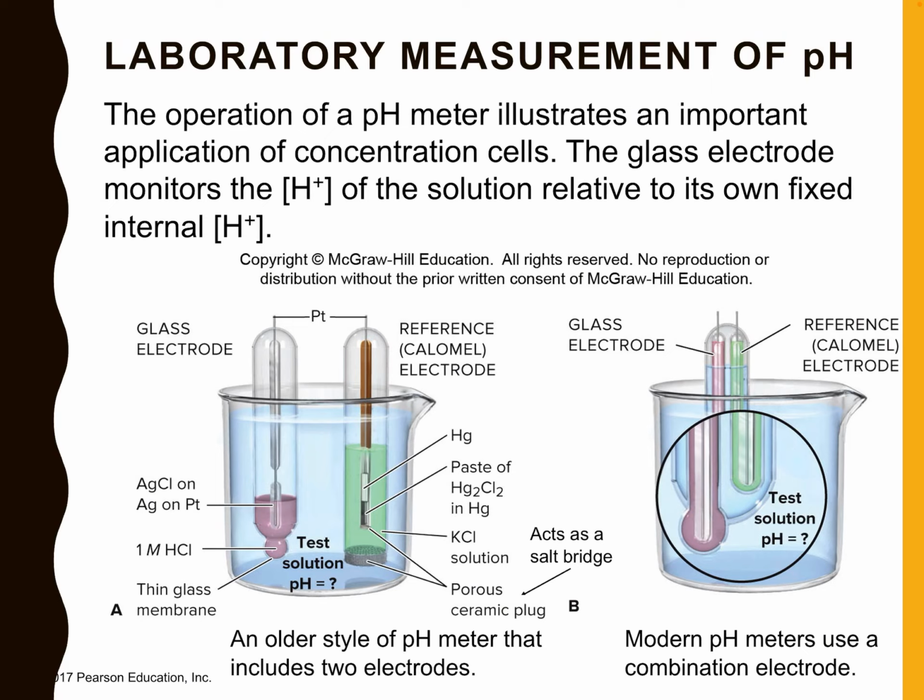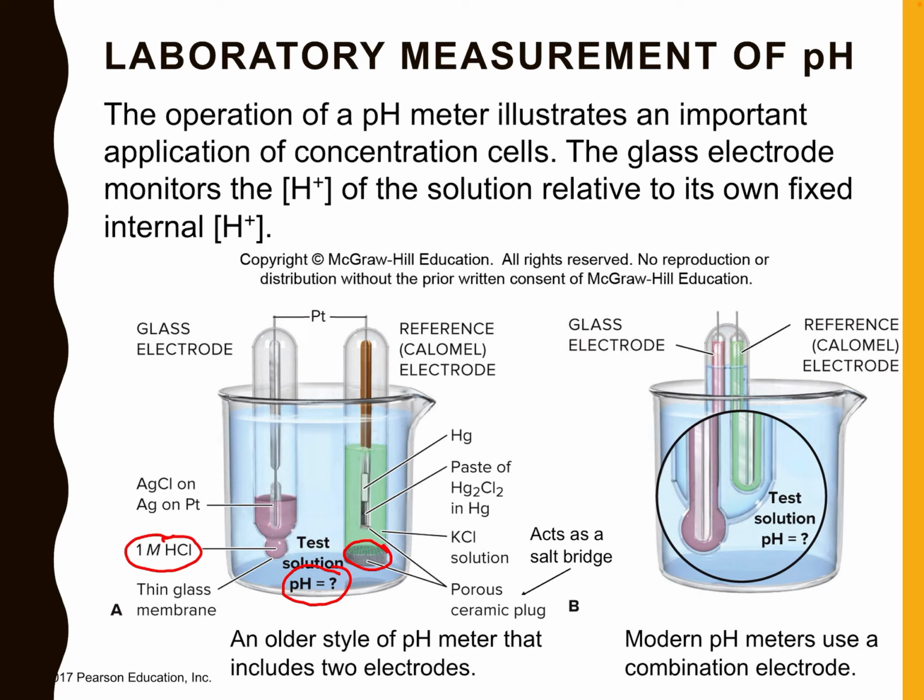So our glass electrode has an H plus concentration because it has hydrochloric acid in it. And so our solution would have some concentration of hydrogen ion, and it would essentially compare our hydrogen ion concentration in our solution to the hydrogen ion concentration in our glass electrode. And it'll go through this reference electrode, and here, this is essentially our salt bridge. It's got a porous ceramic plug that acts as our salt bridge. Okay, and so it's a concentration cell.